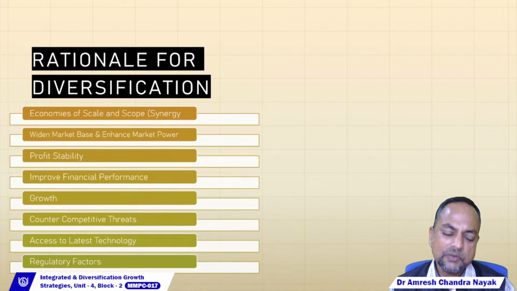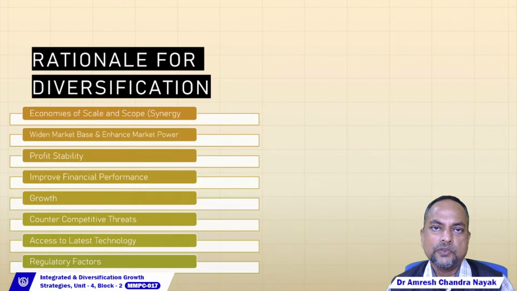So we need to understand, concentric or conglomerate is okay, but what are the reasons for diversification? The first reason is that organizations would like to maximize their profit, right? This can be done in two different ways: either you cut down your cost of operation, or you go for expanding your business volume. That can be done through the process of diversification.